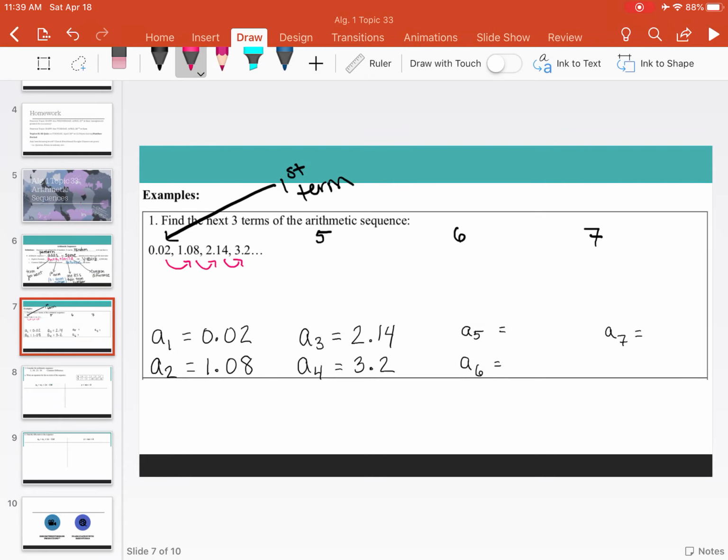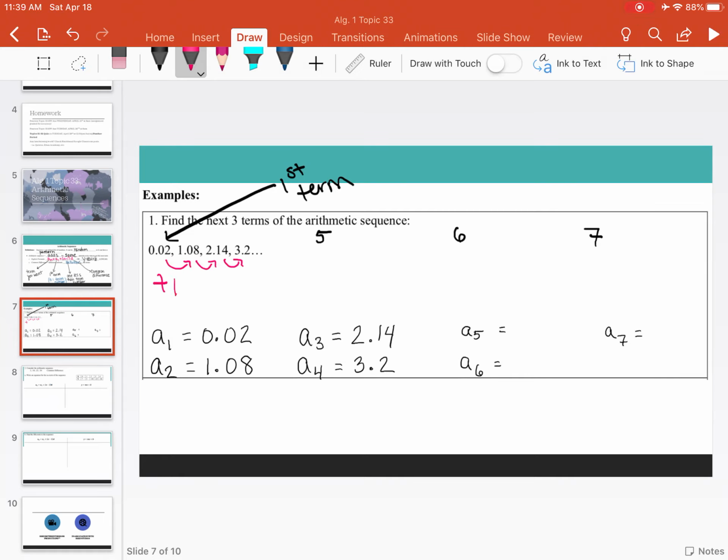What is this value? And when we're dealing with arithmetic sequences, this common difference is always going to be consistent. So we're not going to jump by 2 to get to the next term, and then the following term jump by 4. It's going to be consistent. So noticing here, we go from 0.02 to 1.08. Okay, well, we notice that our values are increasing, so we're going to be adding a positive number. But what specifically is this positive number?